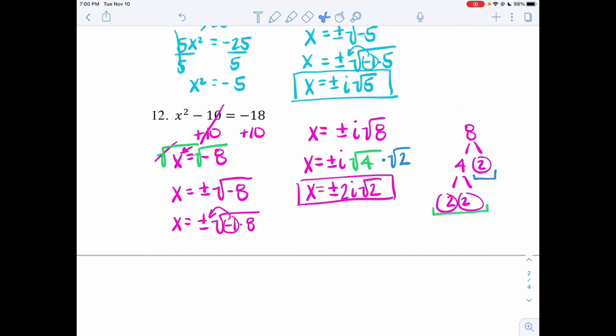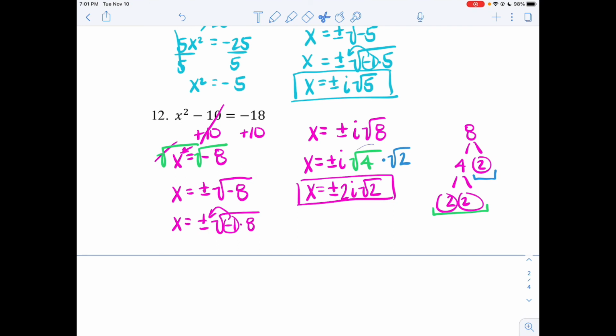8 is not a perfect square, but there is the perfect square of 4 hiding in that. How did I find that? By doing a factor tree. I broke 8 into 4 and 2. You can stop there if you recognize that 4 is a perfect square, or you can continue until you have the pair of 2's here. Once you have that, it gets rewritten as square root of 4, and then everything else is a square root of 2.